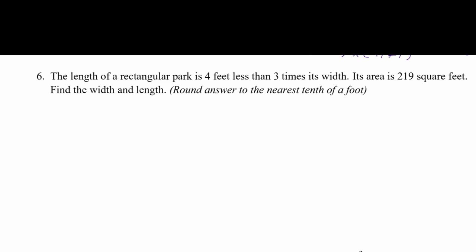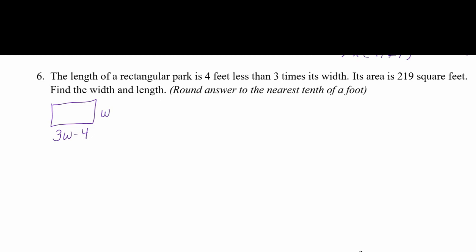Okay, so again, a picture may help. So here's our rectangular park. We're going to define variables. Again, we know nothing about the width, so we're going to let W represent the width. But now for the length, we know that it is 4 feet less than 3 times the width. So 3 times the width would be 3 times W, right? And we want 4 feet less than that, so subtract 4. Okay, so W is the width of the park in feet, and 3W minus 4 is the length of the park in feet.